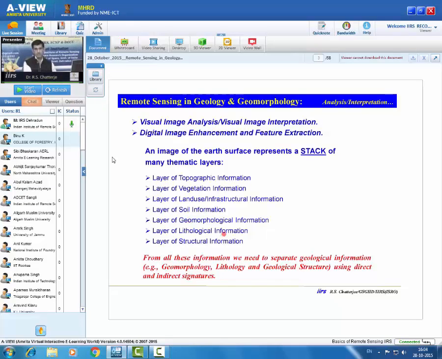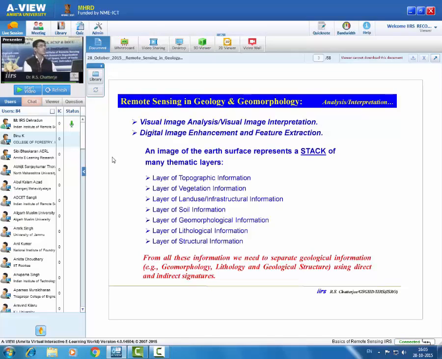Now, as a geologist, as a geomorphologist, it is the objective of the scientist to separate out the relevant information. For the geologist, from all this information, we need to separate geological information. That includes geomorphology, rock types or lithology, and geological structures. And how do we separate this? Some of the information we can extract directly by direct interpretation techniques, and much of the information we need to interpret indirectly, based on indirect signatures.